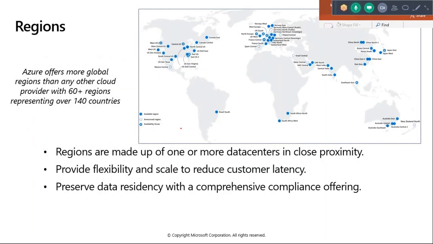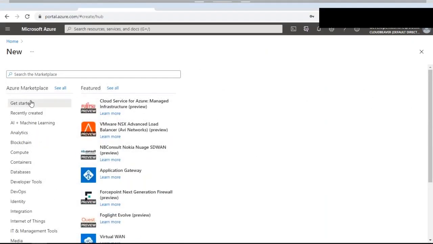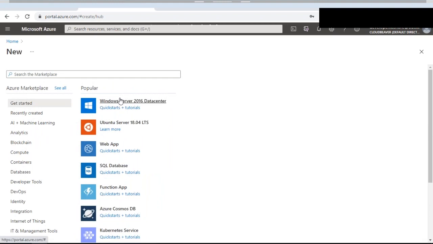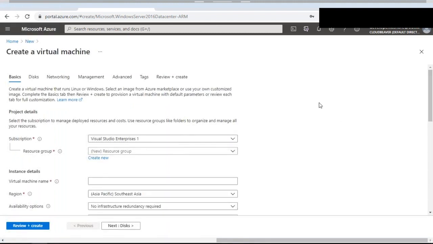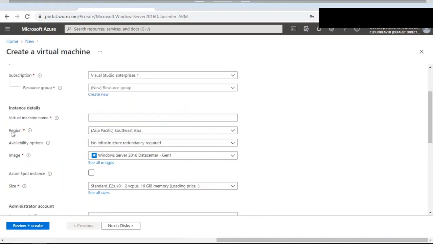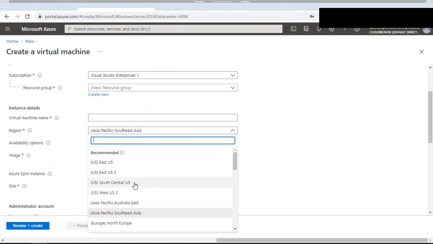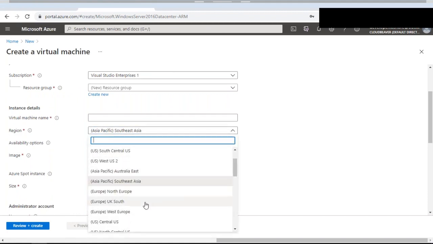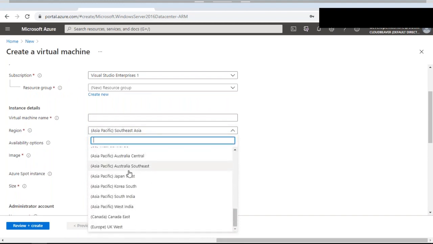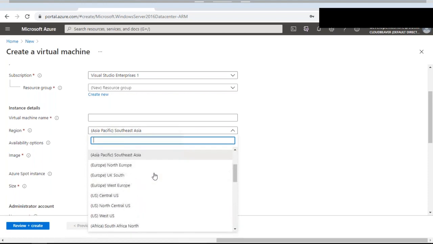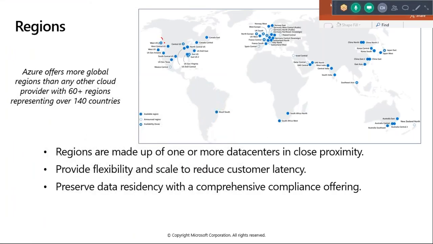Number one, region. What do you mean by that? Technically, a region is nothing but, suppose I try to create some resource, let's say a VM, I'm not creating it, just showing you. The question is in which country or which data center of Azure you will create it. That's where the region comes in, where you see Southeast Asia, East US 2, Central US, Australia East, North Europe, US, etc. Microsoft has around 60 data centers, of which you can select up to 40, which are in different countries.